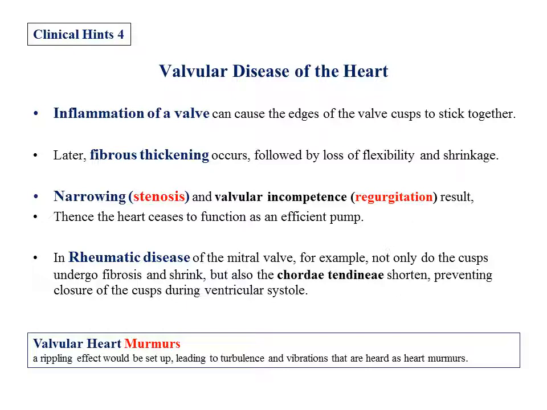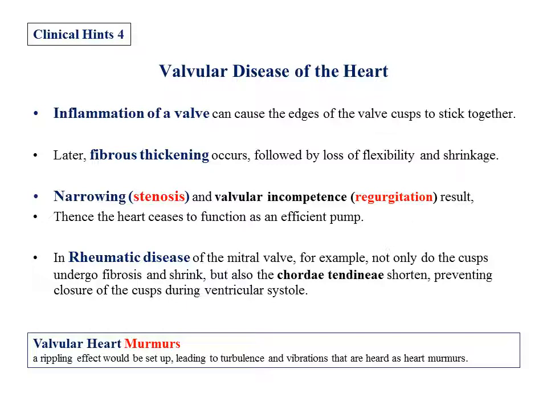If this is an inflammatory process, there will be fibrous thickening of the cusps themselves or the rings being affected, followed by loss of flexibility and shrinkage of the valves. Secondary to that, there will be narrowing, or stenosis, between the cusps, and stenosis of the valve itself. We call that mitral stenosis, aortic stenosis, pulmonary stenosis, tricuspid stenosis.